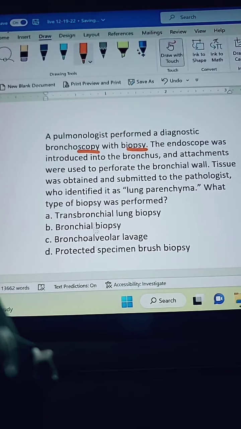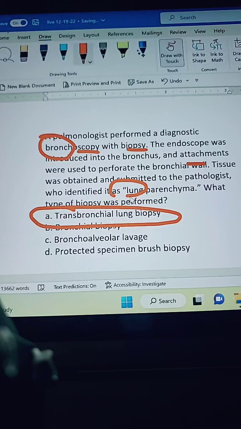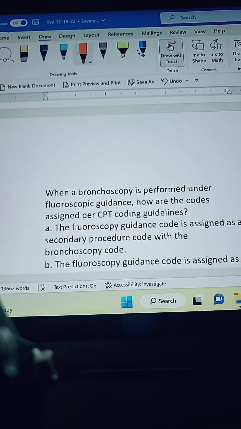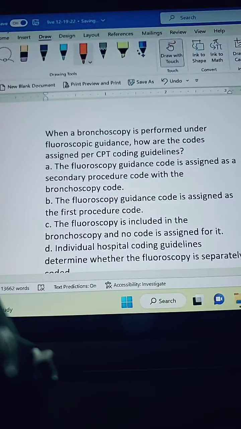This one is our transbronchial lung scope biopsy. Because of the attachments that were used, we've got lung here with broncho, that's why we're trans. That's a rough question. I don't think anything like that would be on AAPC's CPC exam.